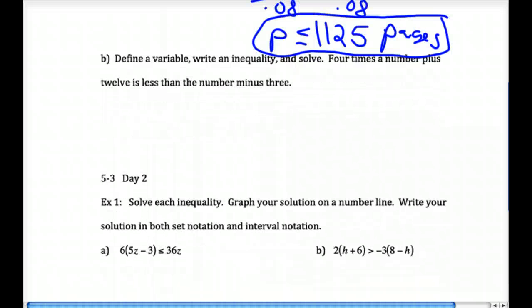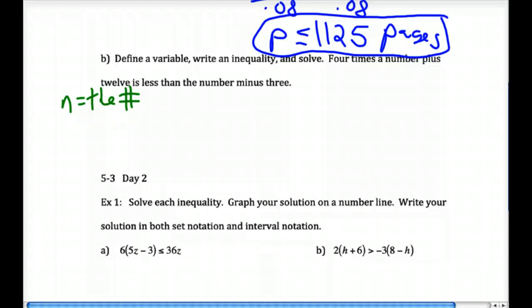All right. Again, we're going to define a variable, write an inequality, and solve it. 4 times a number plus 12 is less than the number minus 3. I hate these, but we're going to get better at them. So, number problems, what variable should we always use? You can use X, but I use N. N equals the number. Just jot that down. 4n plus 12.